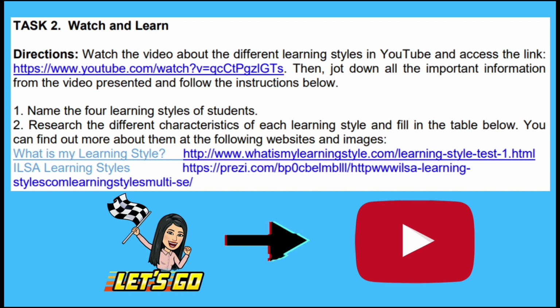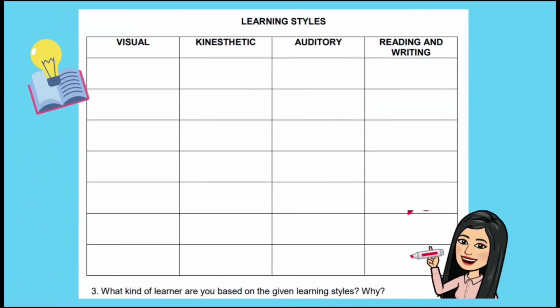Research the different characteristics of each learning style and fill in the table on the next slide. You can find out more about them at the following websites and images. Write the information you've gathered in this organizer. Then answer the last question. What kind of learner are you based in the given learning styles? And why?